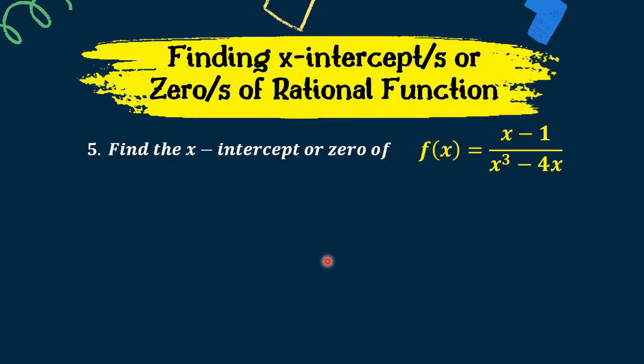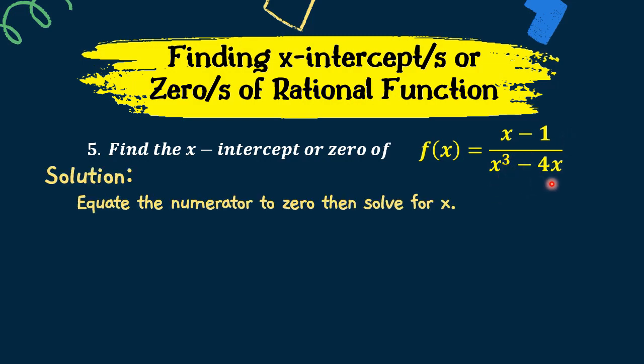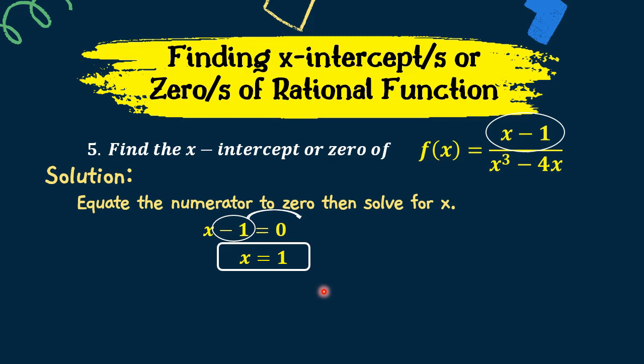Let's have another example. We have the rational function f(x) = (x - 1)/(x³ - 4x). So simply identify the numerator, equate it to 0 and solve for x. Since our numerator is x - 1, we set it equal to 0. To solve for x, we will simply eliminate negative 1. The shortcut method is simply transferring negative 1 to the right side of the equation. Since it is negative on the left side, it will become positive on the right side. Therefore, the value of x is positive 1. Therefore, our x-intercept or zero of the rational function is positive 1.